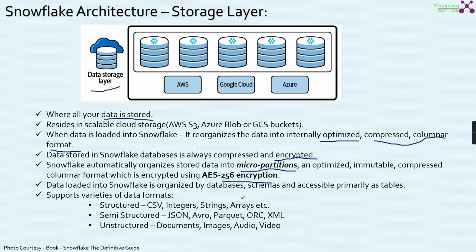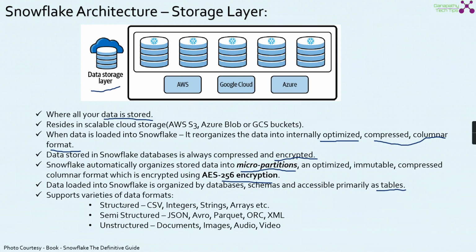It will store the data in the form of micro partitions. Data is loaded into Snowflake, organized by databases and schemas, and accessible primarily as tables. That is very important. Once we do all the data loading, how can we access the data? In the form of a table. So whatever the data storage medium, we will define a table layer on top of it. Say we upload a CSV file into Snowflake, and then we build the file format. On top of it, we will build the table. So typically using ANSI SQL, we can go ahead and query the data as simply as that.